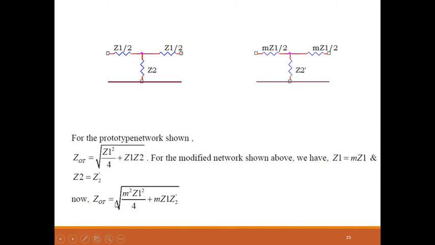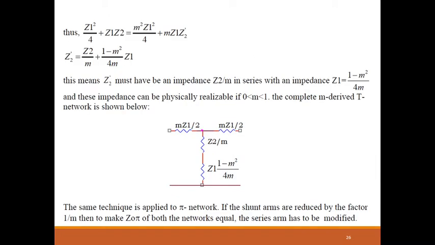We are substituting the new values in the previous expression. We can obtain Z0T, which should be equal to the square root of M square Z1 square by 4 plus M into Z1 Z2 dash. So Z1 square by 4 plus Z1 Z2 has been changed like this. From this expression we can find Z2 dash. So Z2 dash should be equal to Z2 by M plus 1 minus M square divided by 4M into Z1.